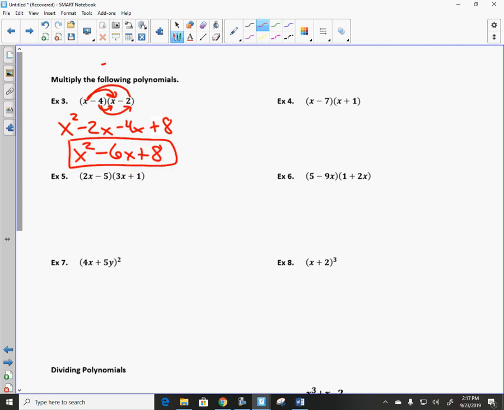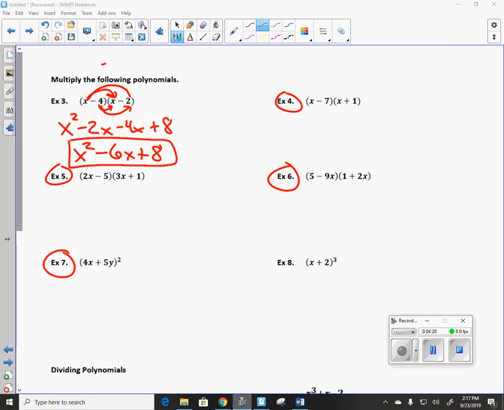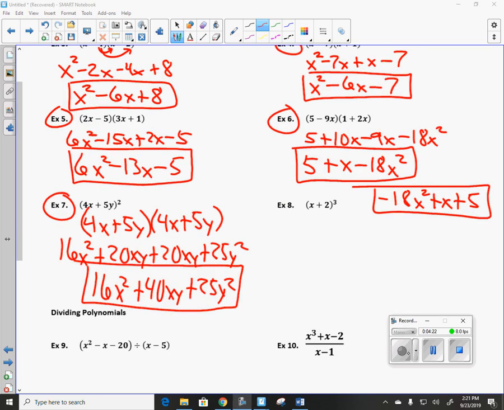What I'd like you to do is try example 4, 5, 6, and 7 on your own. We'll do 8 together, but check with your partners to see how you're doing on 4, 5, 6, and 7, not 8. Okay, take a look at the board, those answers, see where you're at. Did I do them right or did I make a mistake?